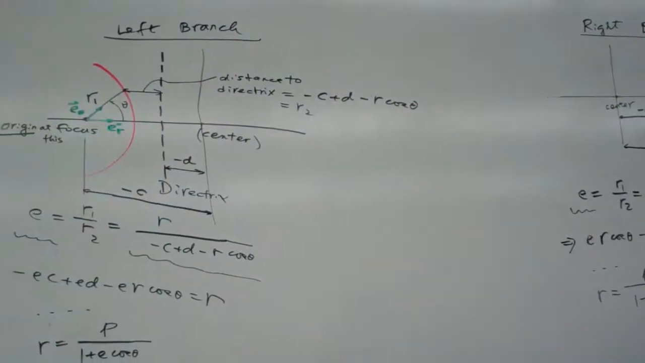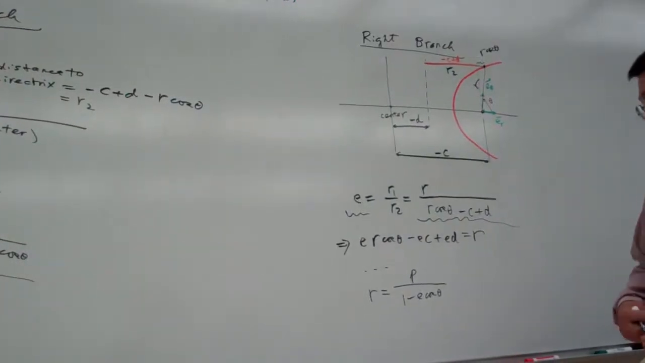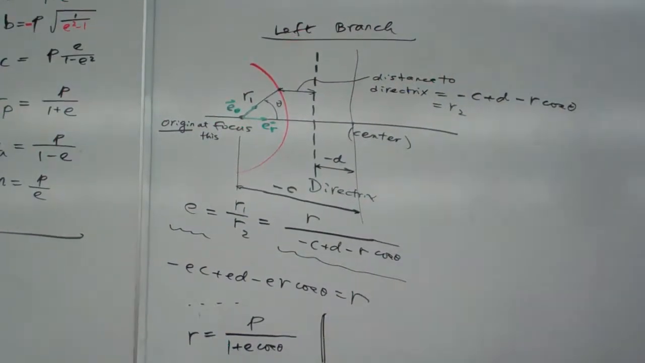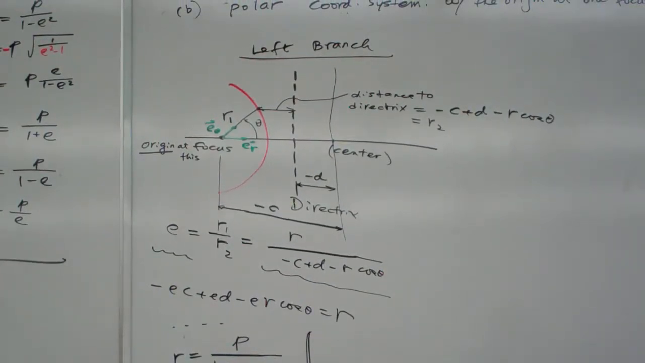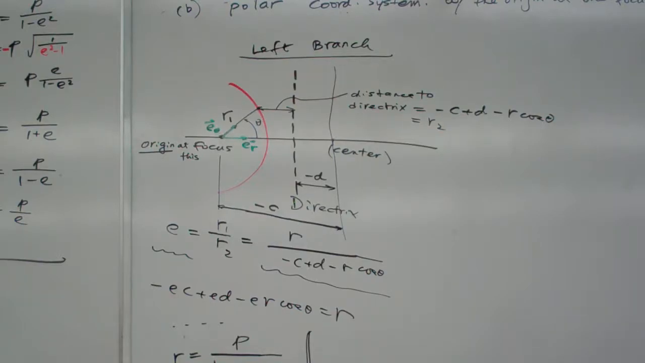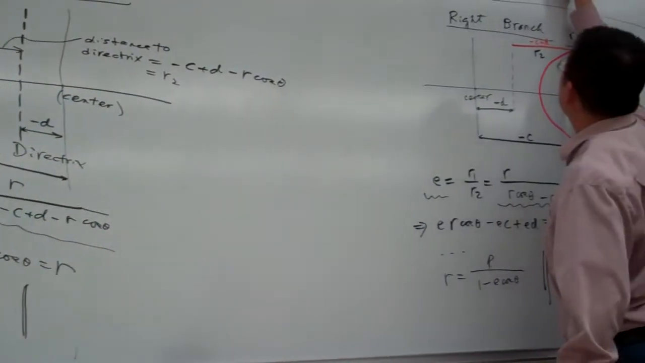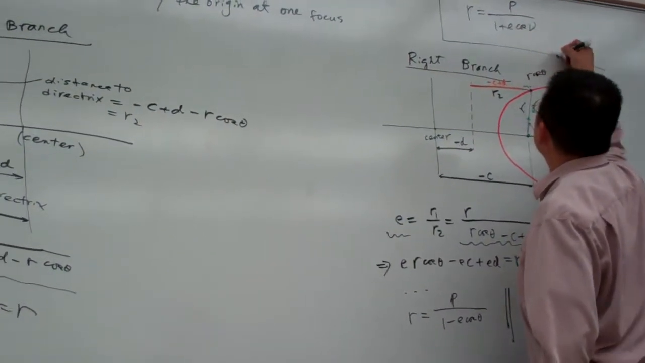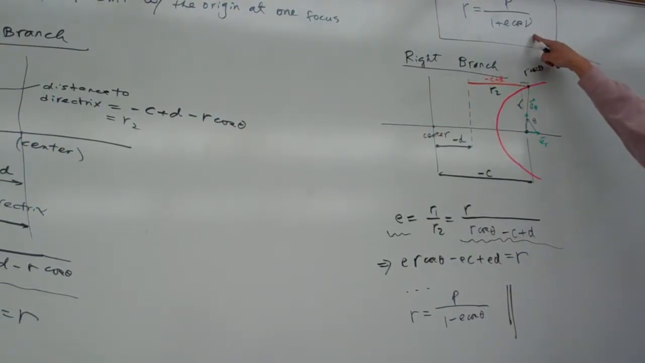Which one will be useful? Here we have result 1. Here we have another result. Which one are we going to pick to make everything consistent? Do you remember the equation of motion, R equal to P over 1 plus E cosine theta? Right? That is the equation of the orbit.